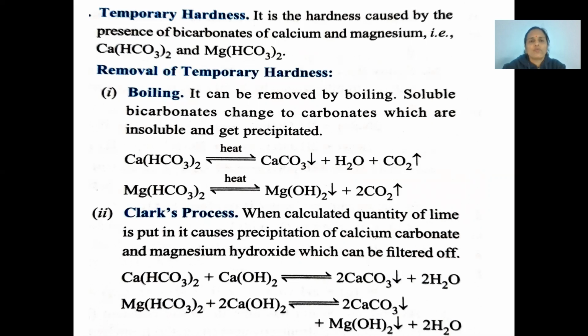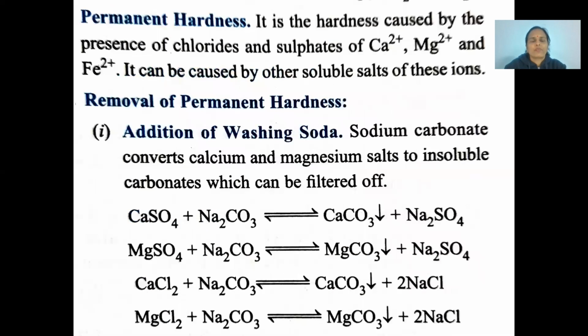The second process of removal of temporary hardness is Clark's process. When a calculated quantity of lime is put in, it causes precipitation of calcium carbonate and magnesium hydroxide that can be filtered off. Ca(HCO3)2 + Ca(OH)2 gives 2CaCO3 + 2H2O. Mg(HCO3)2 + 2Ca(OH)2 gives 2CaCO3 + Mg(OH)2 + 2H2O.